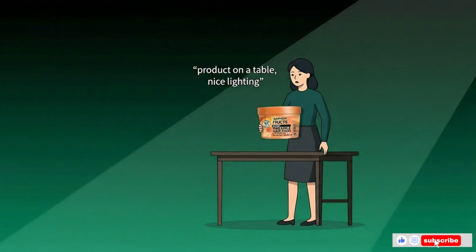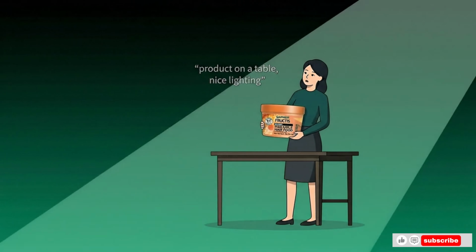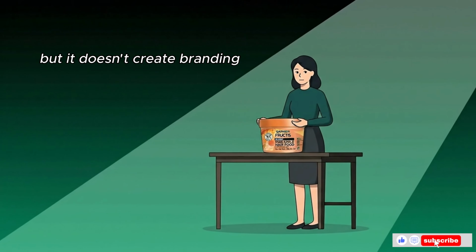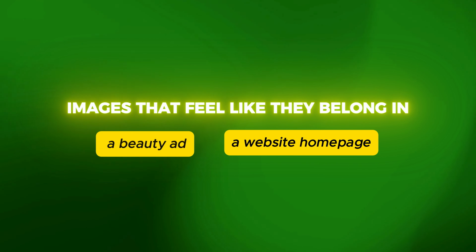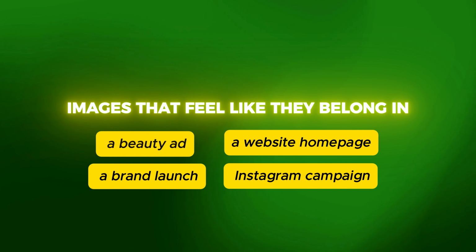When it comes to creating campaign visuals, there's a small shift you need to make. Most people using AI will type something like, product on a table, nice lighting. And yes, that works, but it doesn't create branding. It just creates another product image. What we want is something completely different. We want campaign visuals, images that feel like they belong in a beauty ad, a website homepage, a brand launch, or even an Instagram campaign.